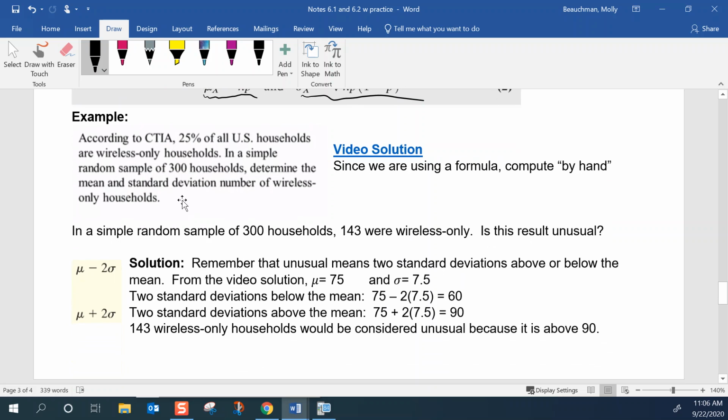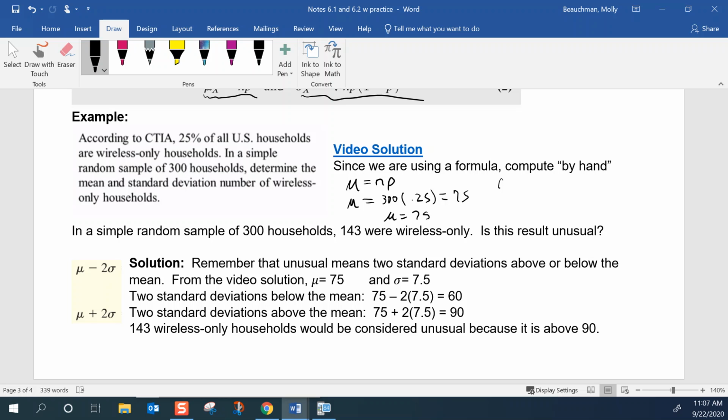So here's the example worked through. According to CTIA, 25% of all U.S. households are wireless-only households. In a simple random sample of 300 households, determine the mean and standard deviation of wireless-only households. So the solution, let's go ahead and compute our formula by hand. So the mean would equal n times P. So the mean is equal to n, 300, times P, which is probability of success, 0.25, which is equal to 75. So the mean of this distribution is 75.